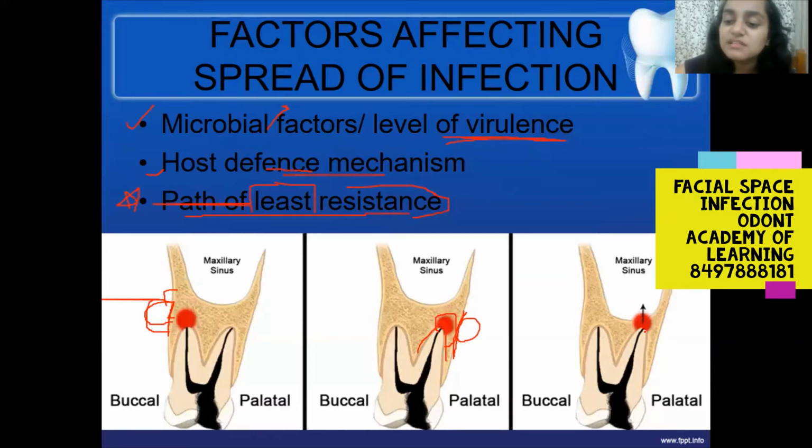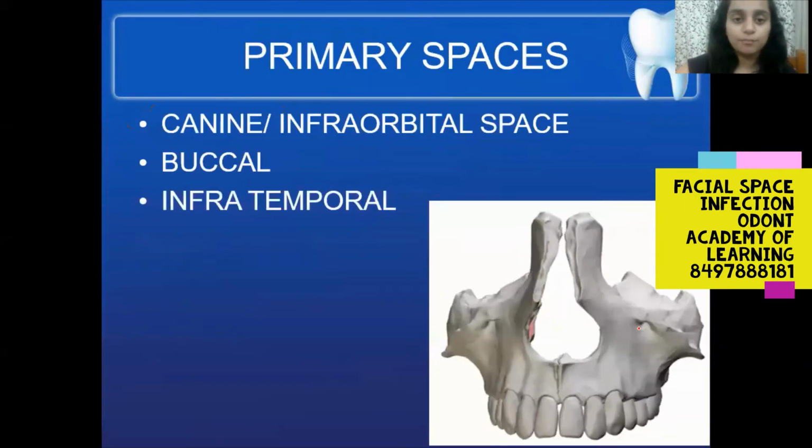So what happens in this case is the infection, instead of going palatally or buccally, has found an easier path of breaching the floor of the sinus and forming an infection of the maxillary sinus. So whether it spreads buccally, palatally, or into the nearest anatomic structure, in this case the maxillary sinus, the infection flows where there is the least resistance and least obstruction.